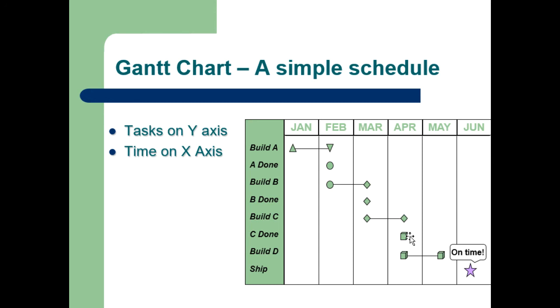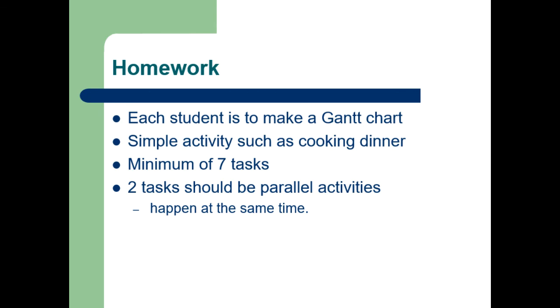Right, so that's what I'm going to show you, how to make one of these in software, and that's going to be the homework assignment. So the next video is how to make a schedule with software, and then you're going to have a homework assignment that says this. Each of you is going to make a Gantt chart like the one I just showed you. You're going to do this in software, and you're going to do a simple activity such as cooking dinner. You're going to have a minimum of 7 tasks, and at least 2 tasks have to happen in parallel. They have to happen at the same time.